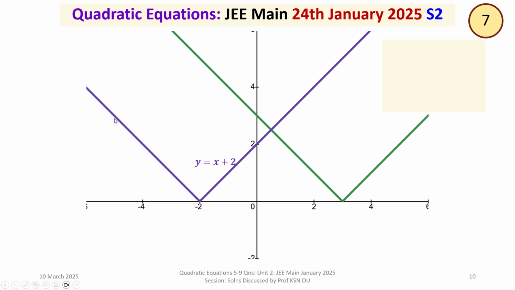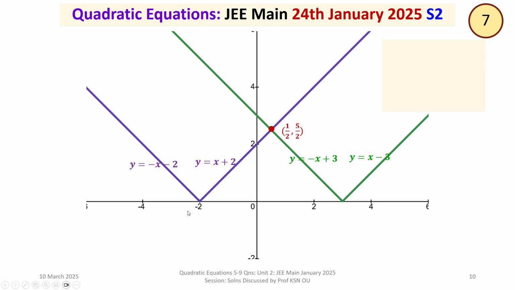This is y is equal to x plus 2. This will be y is equal to minus x minus 2. Then both these together will be y is equal to mod of x plus 2. This is y is equal to x minus 3. And this is y is equal to minus x plus 3. These two put together is y is equal to mod of x minus 3. Now, y is equal to x plus 2 and y is equal to minus x plus 3 intersect at 1 by 2, comma, 5 by 2.